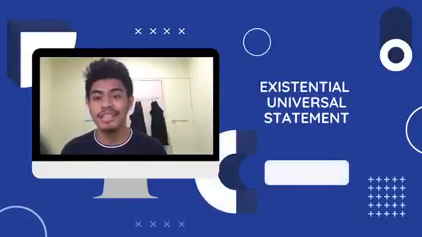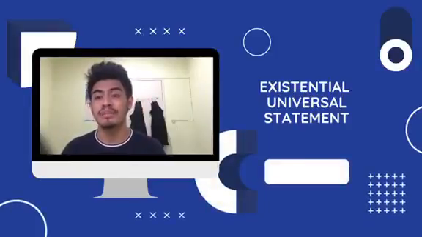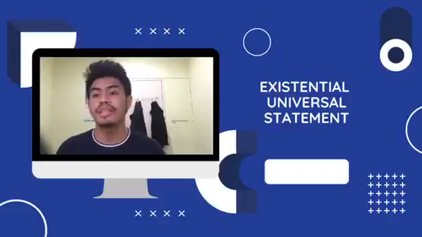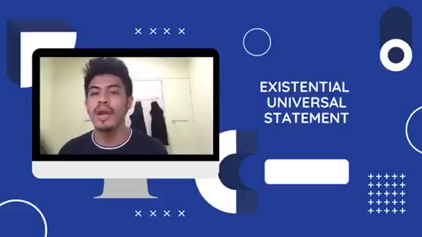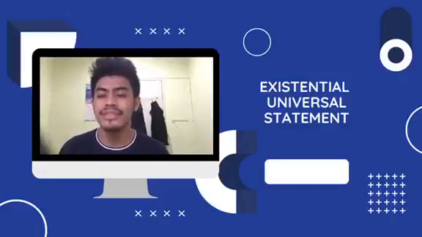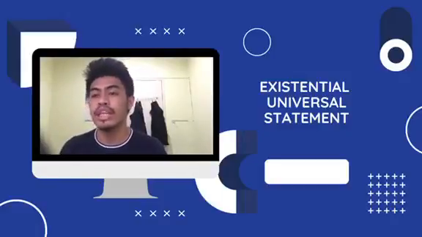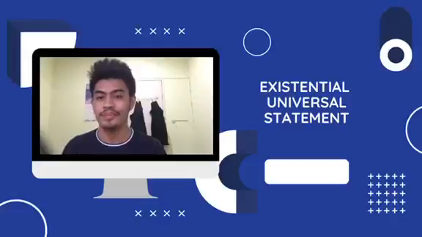And the last part is the existential universal statement. The first part of this statement declares the existence of a certain value. On the other hand, the second part states that a certain value satisfies a certain property that applies to all things of a certain type. For example, there is a negative integer that is greater than or equal to every negative integer.